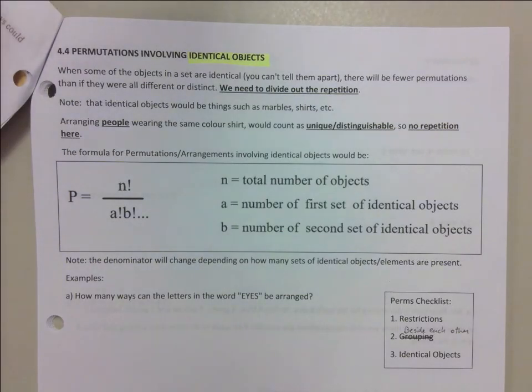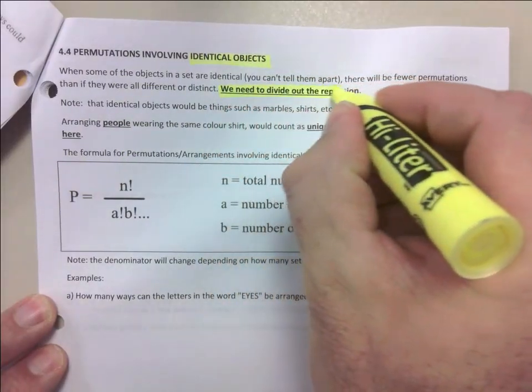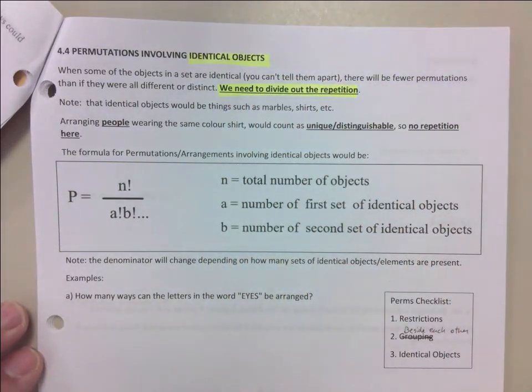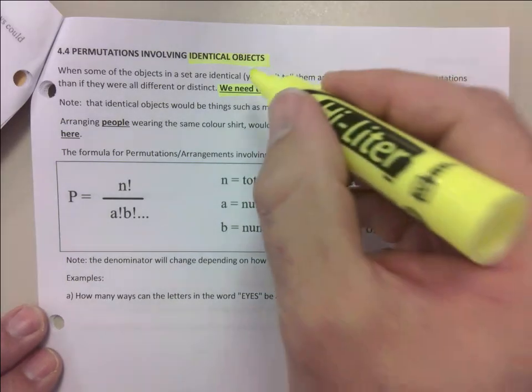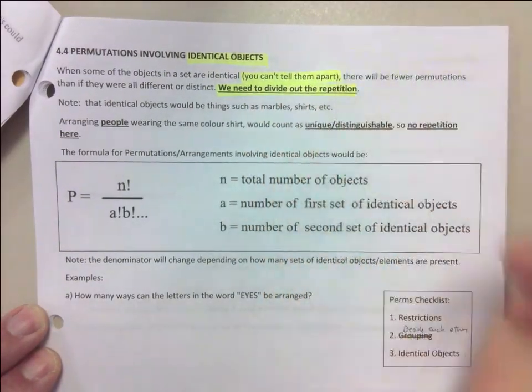Then you have to do an extra little step here. What we need to do is divide out the repetition, because we cannot tell them apart.